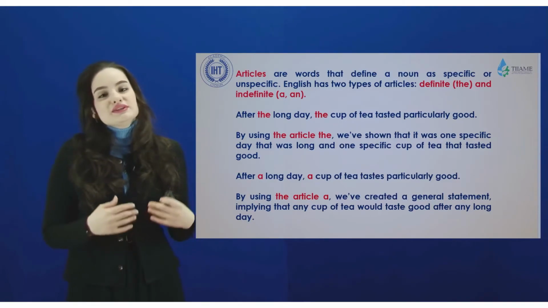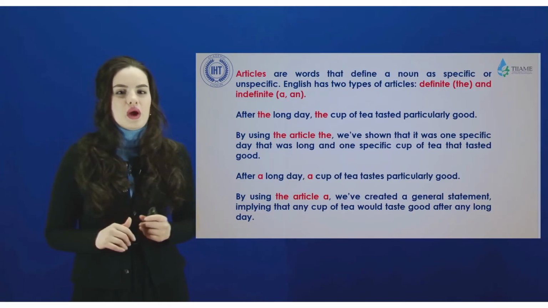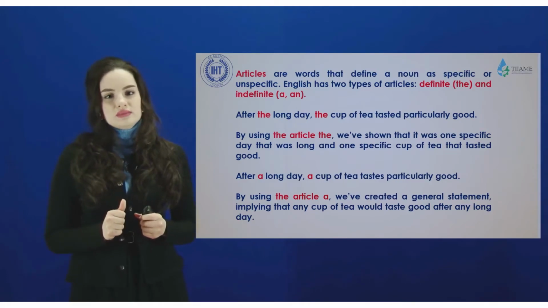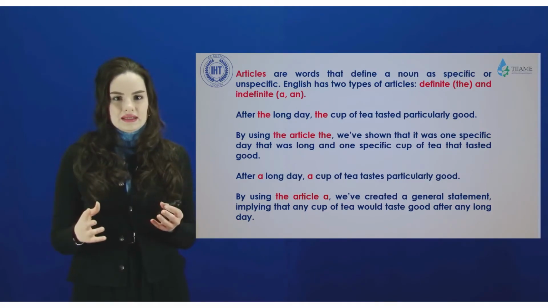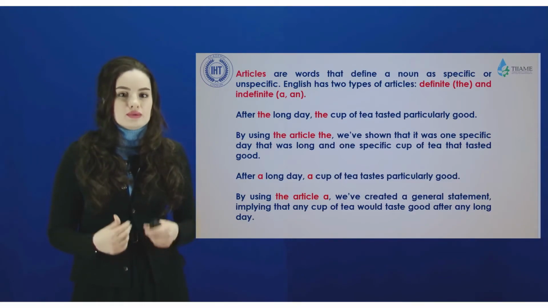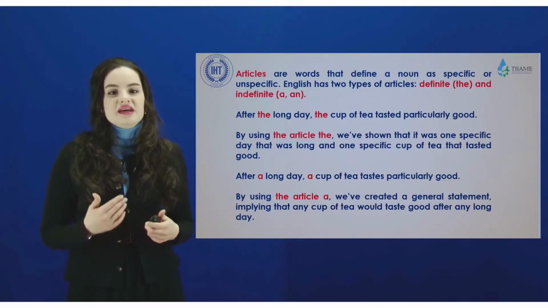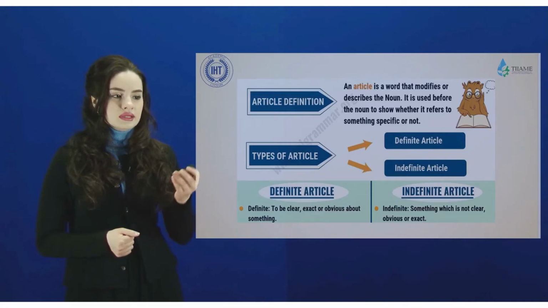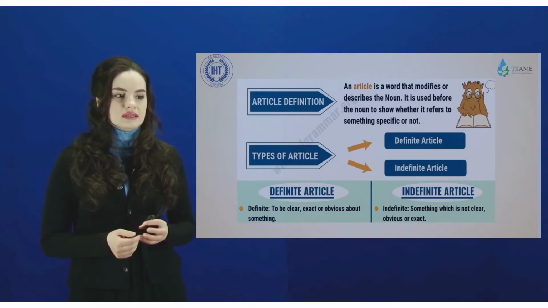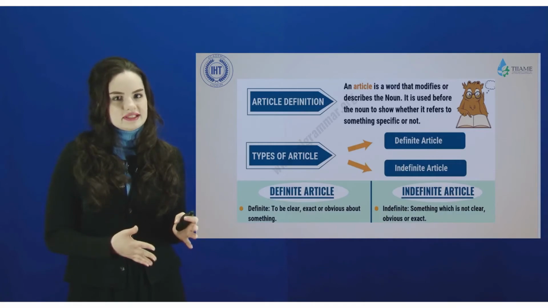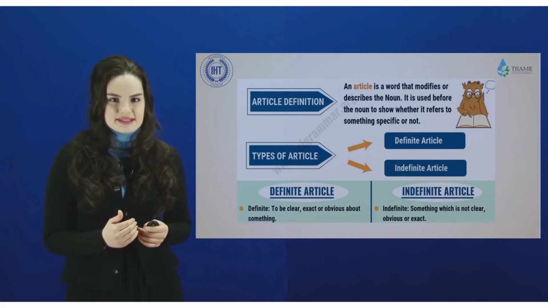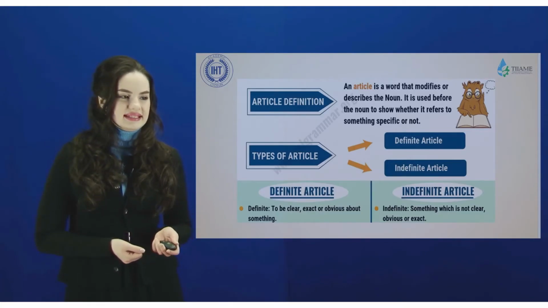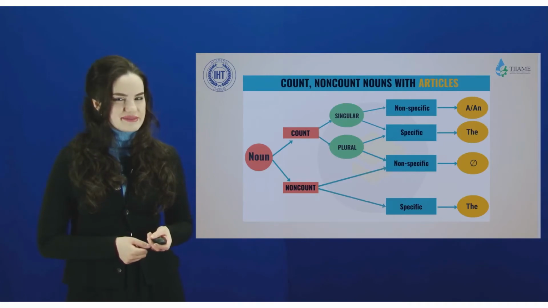So by using an article, firstly, you may show how many things you mean. Secondly, you may show whether you mean some particular thing or just any. You may talk in general, and accordingly you may use the indefinite article a or an. So here you also see some examples of definite and indefinite articles. Please pay attention to these examples. Try to use them more often in your daily speech, as I told you so many times before.